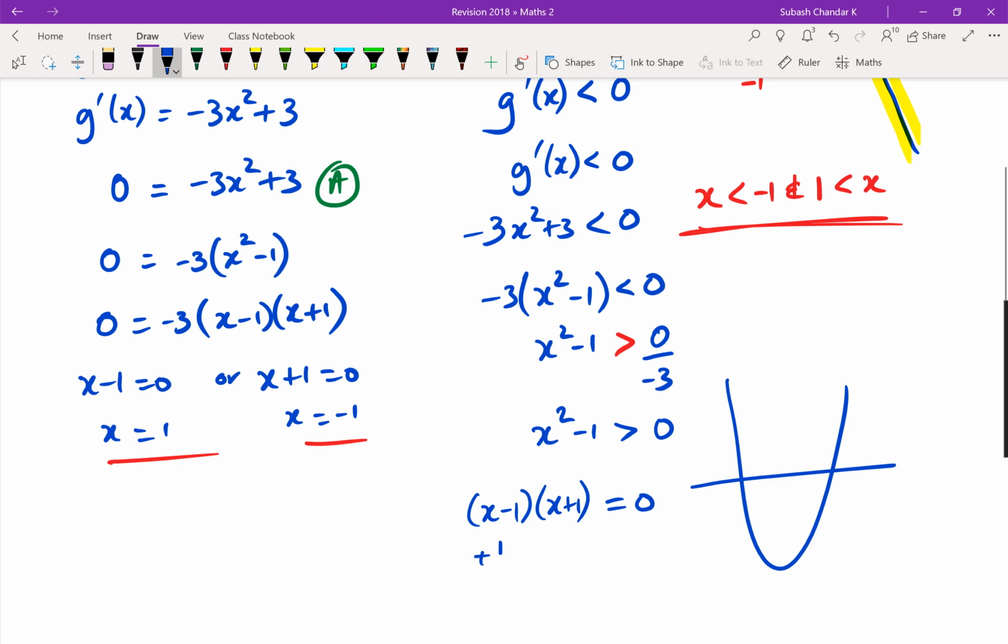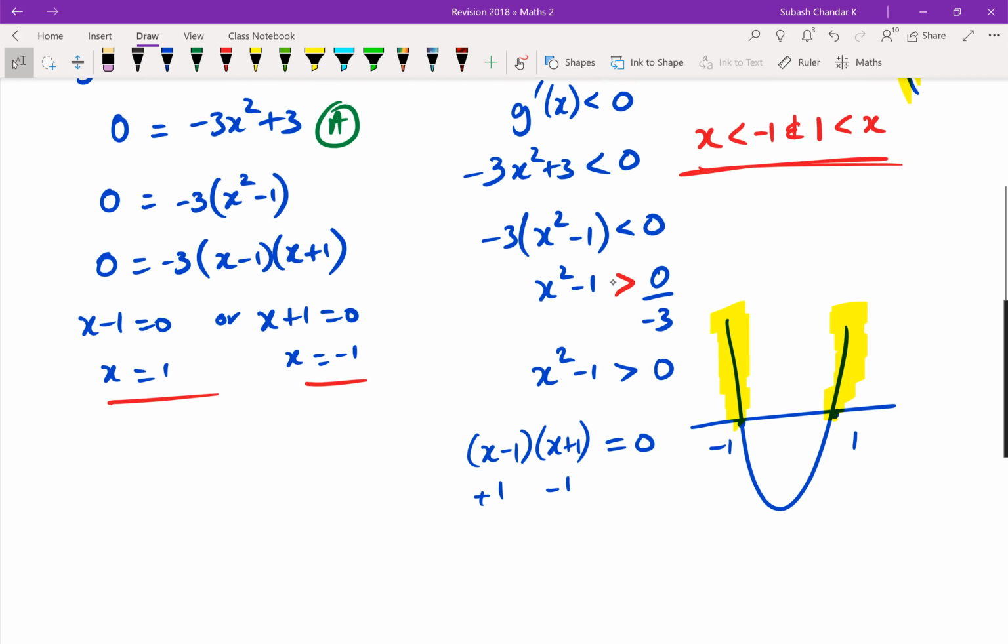And you'll end up with the same ones, negative 1 and positive 1. So that's negative 1, that's positive 1. And you're looking for when is it bigger than 0? So that's basically this zone here and this zone here. So you can actually write this as, just write down 1, negative 1, the 2 arrows. So you got x is less than negative 1 or x is greater than 1.